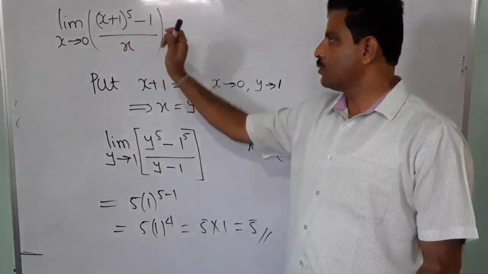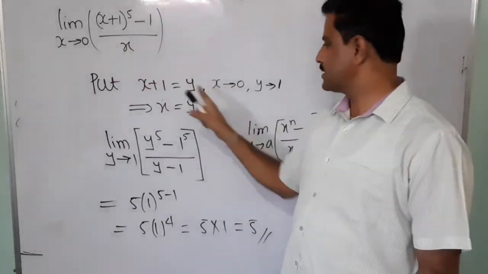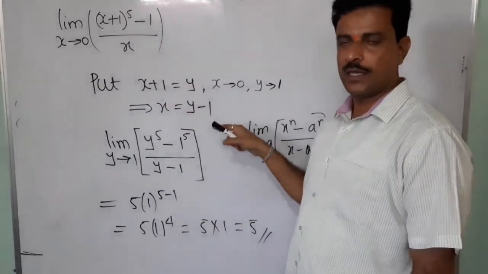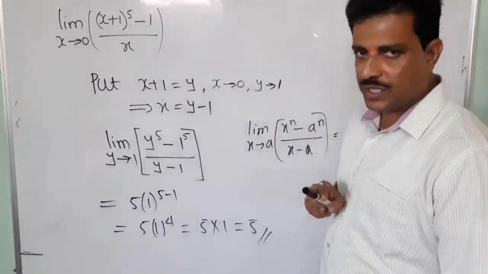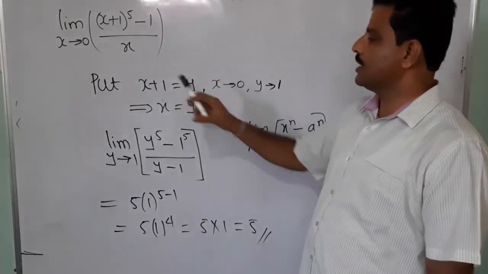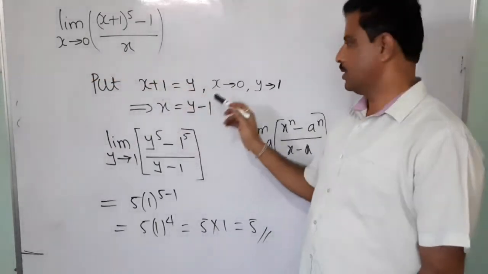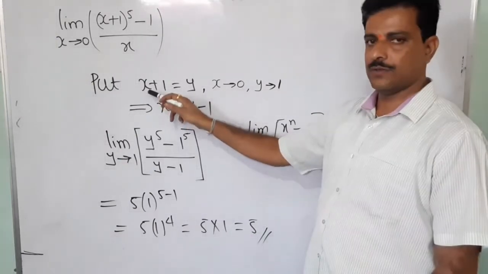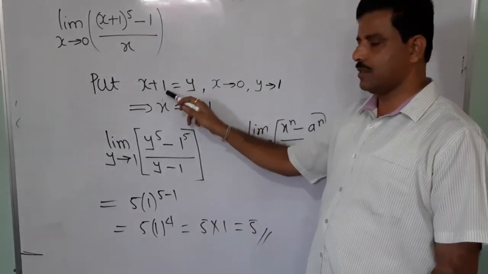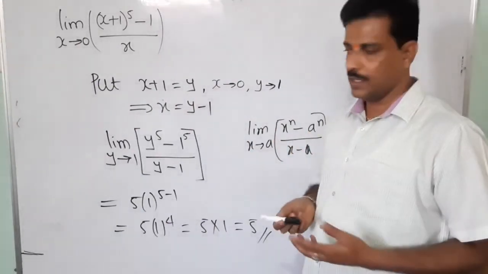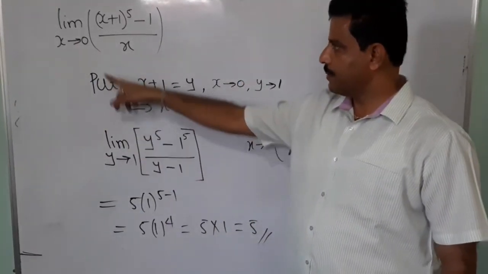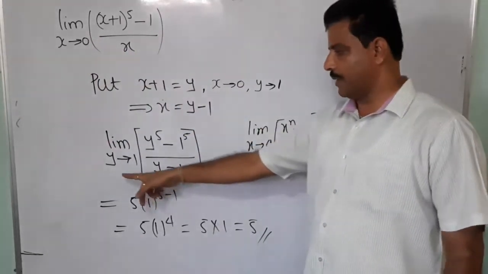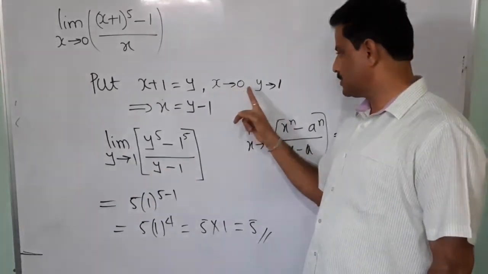So put x plus 1 is equal to y. Next, x is equal to what? y minus 1. Dear students, when using the substitution method, limit values also change. Here the limit value is x is equal to 0. Put x is equal to 0, 0 plus 1, 1. Then y is equal to 1. So you apply that limit: x tends to 0 is equal to y tends to 1.